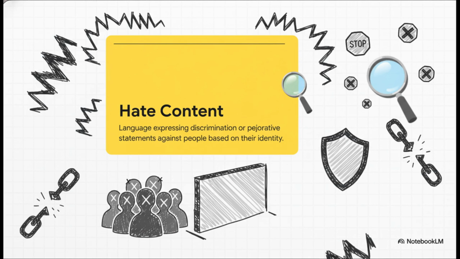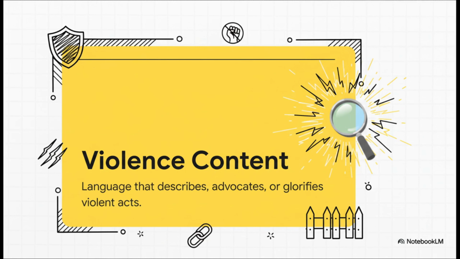First up, we have hate. Pretty straightforward. This is any language that attacks or demeans people because of who they are. You know, their race, religion, gender, all of those protected characteristics. Next is violence. This filter is on the lookout for any language that describes, promotes, or, and this is a key one, glorifies acts of violence, whether it's against people or animals.